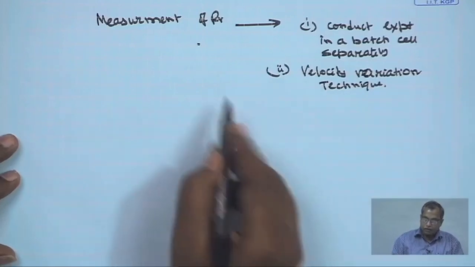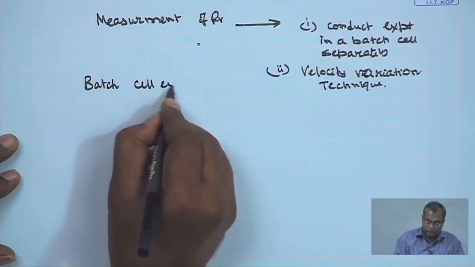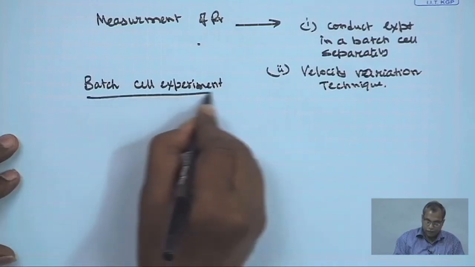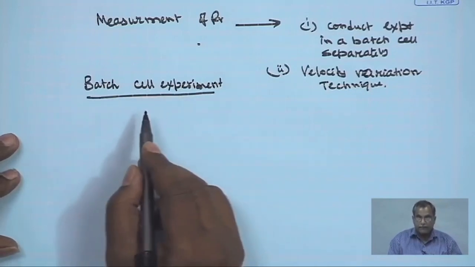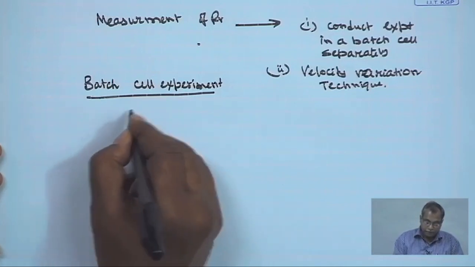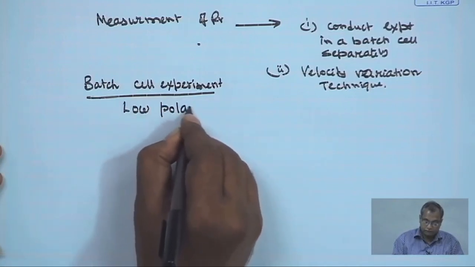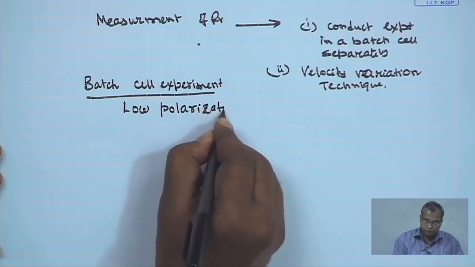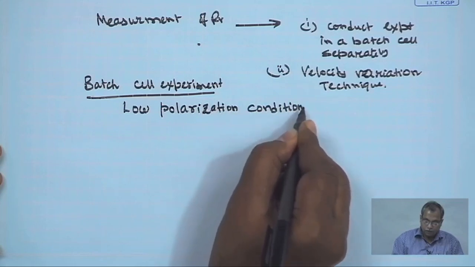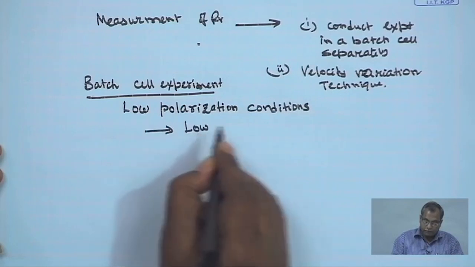Now, let us look into the batch cell experiments under high turbulence. What is this experiment? There are certain conditions to control this experiment. These conditions are called low polarization conditions. What are the low polarization conditions? One is the low transmembrane pressure drop.